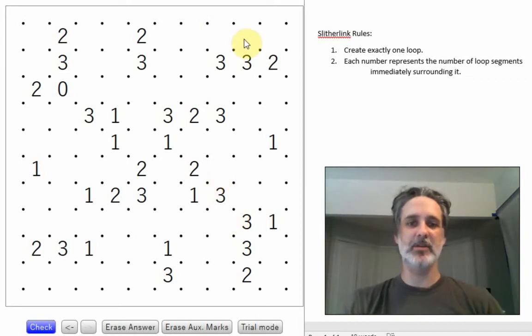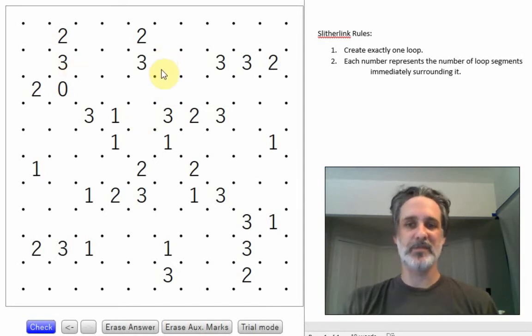Today we're going to be taking a look at a Slitherlink puzzle, and this is intended to be a beginner Slitherlink puzzle. So we're going to be going through some of the basics. If you've already seen and solved some Slitherlink puzzles, you might want to just skip past this one to a more intermediate setting.